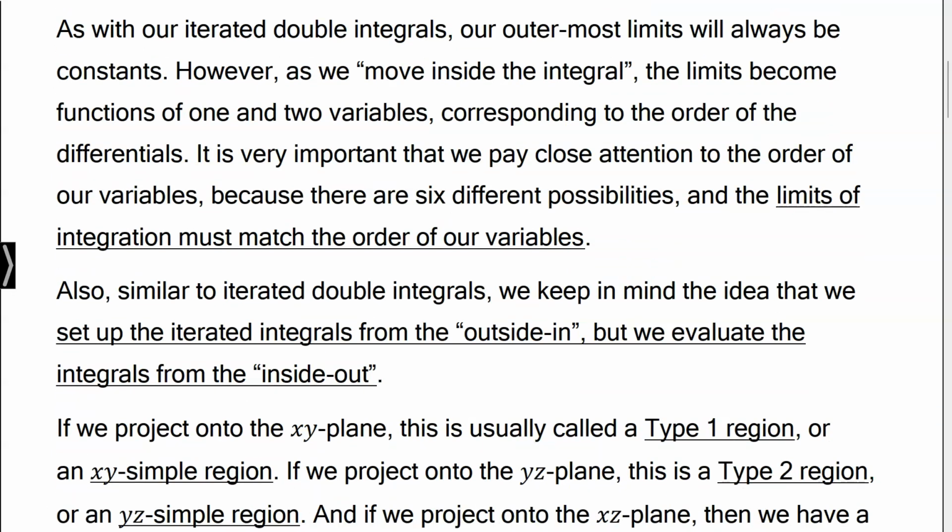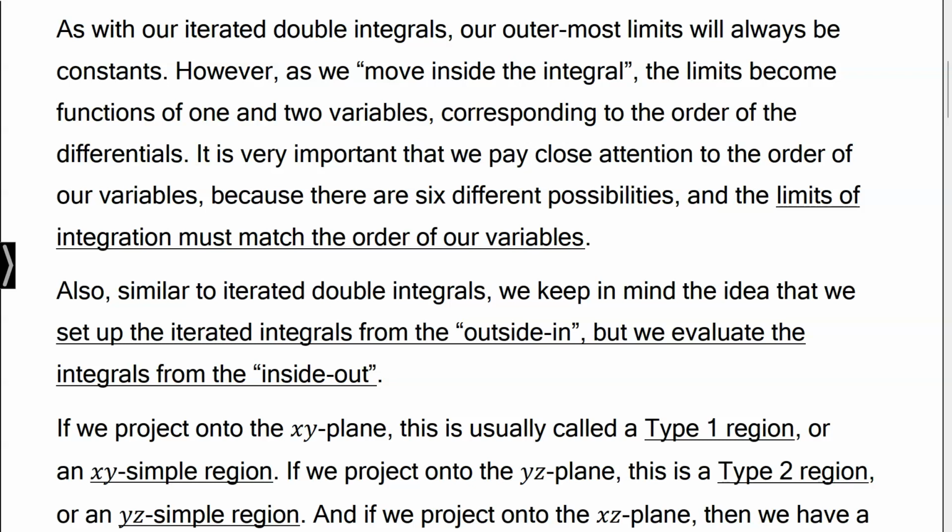So remember that when we're setting up the integral, we're going to be setting it up from the outside in. You start on the outside limits, and then you gradually move your way in, fixing more and more variables. But when you evaluate, it's from the inside out. You start inside, you do the innermost integral, and then you gradually work your way out. And your limits have to match the order of the variables in your integration. Otherwise, it's not going to make any sense.